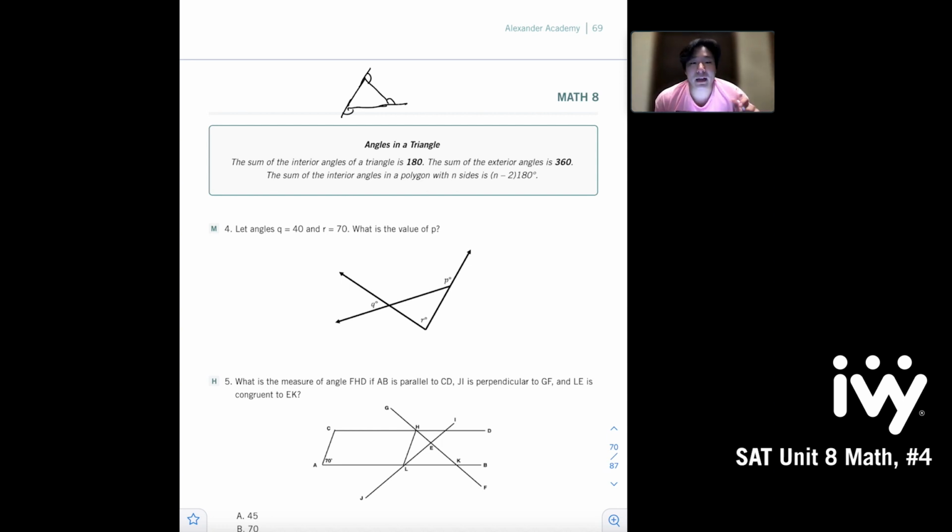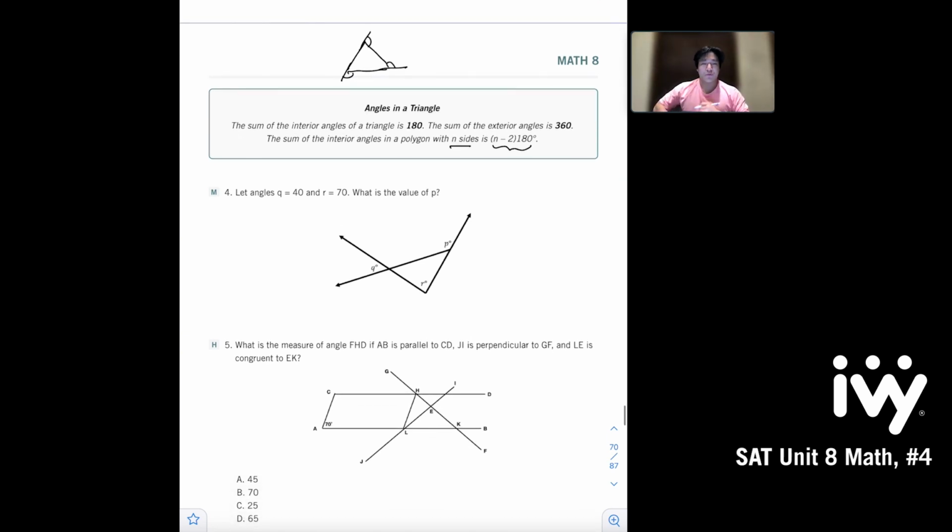The sum of the interior angles in any polygon, given that it has n sides, is n minus 2 times 180. So that's a little formula or equation that you should know. So question 4. Let angles Q equal 40 and R equal 70. What is the value of P?